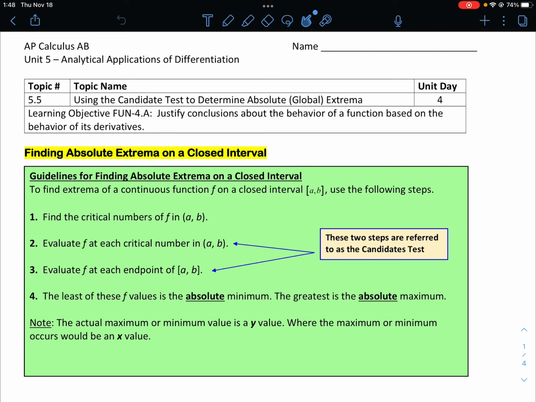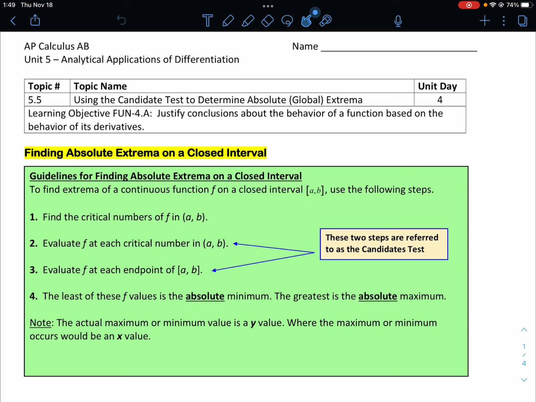Okay. To find extrema of a continuous function f on a closed interval a to b, we use the following steps. First thing, as we've been doing a lot recently, is we find the critical numbers of f on the open interval. We evaluate the value of f at each critical number, and we evaluate the value of f at the endpoints. The least of these f values is the absolute minimum, and the greatest is the absolute maximum.